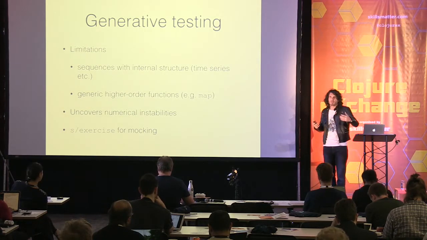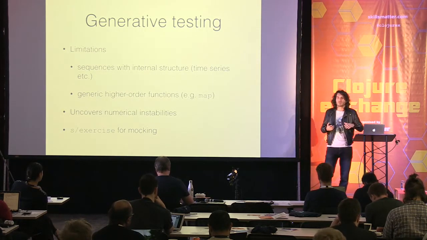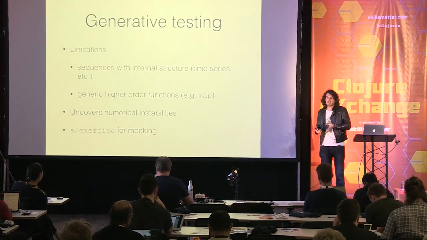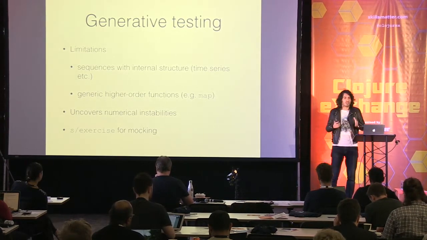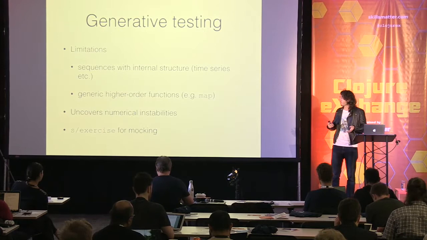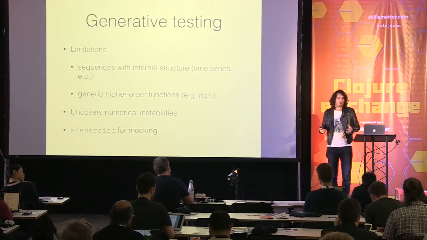And also, there's no elegant way of doing generative testing for very generic higher-order functions, something like map, where it's hard to figure out what kind of function to generate, and it's hard to strike the right balance between being very generic and solving for a specific case.